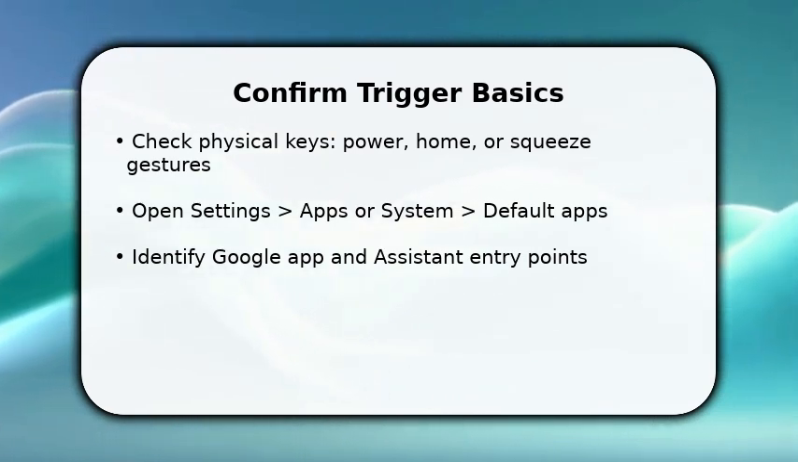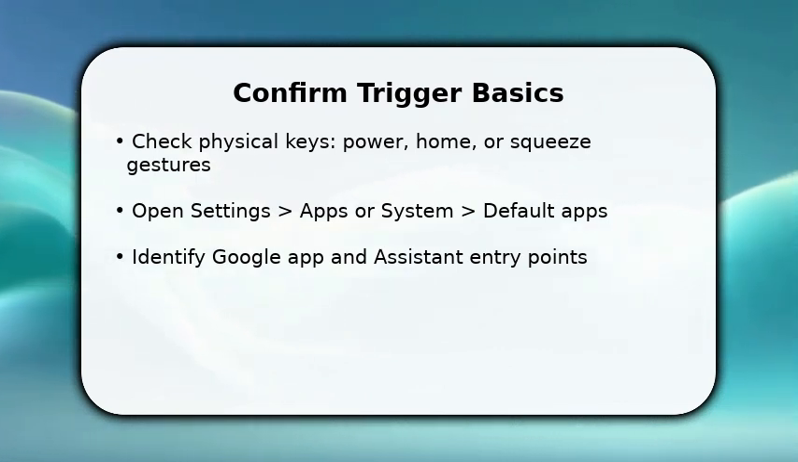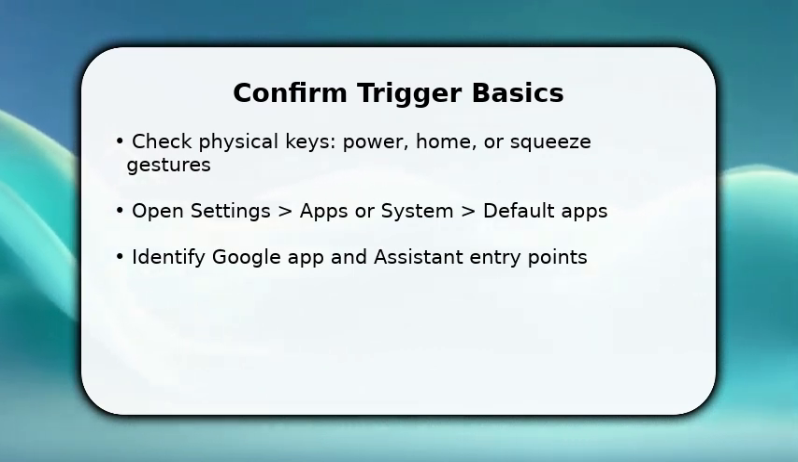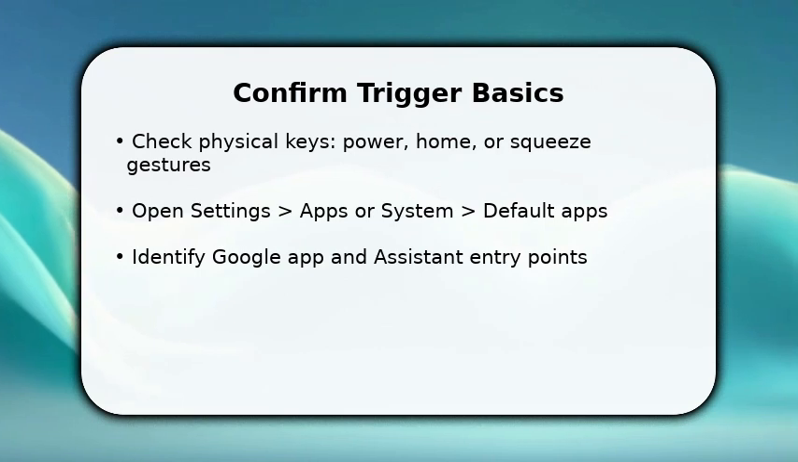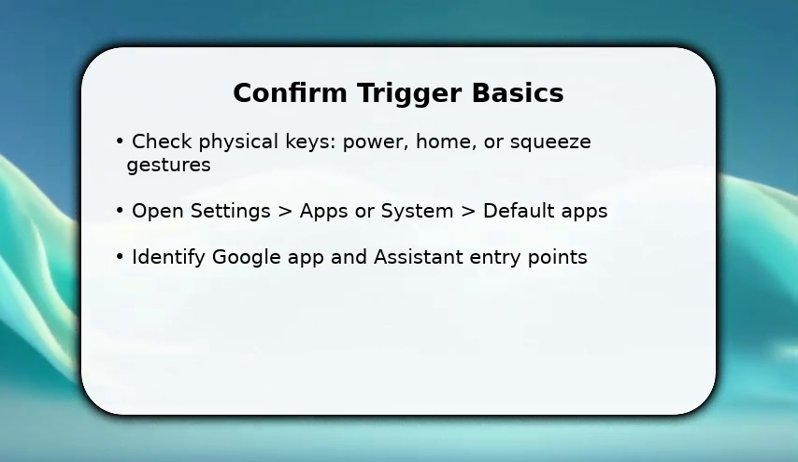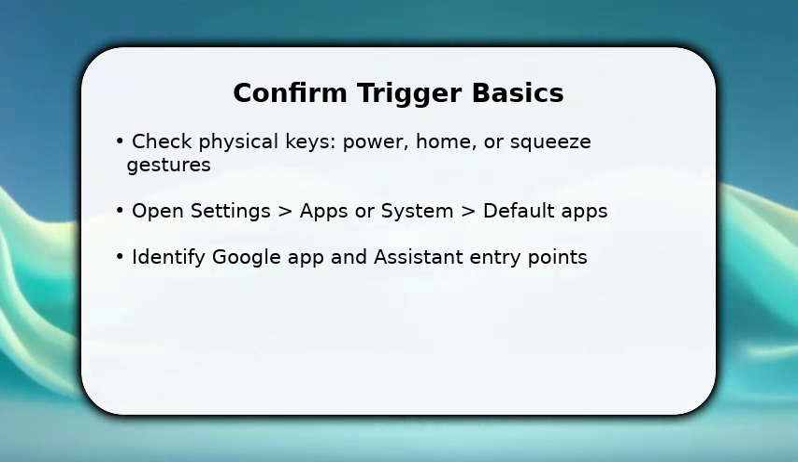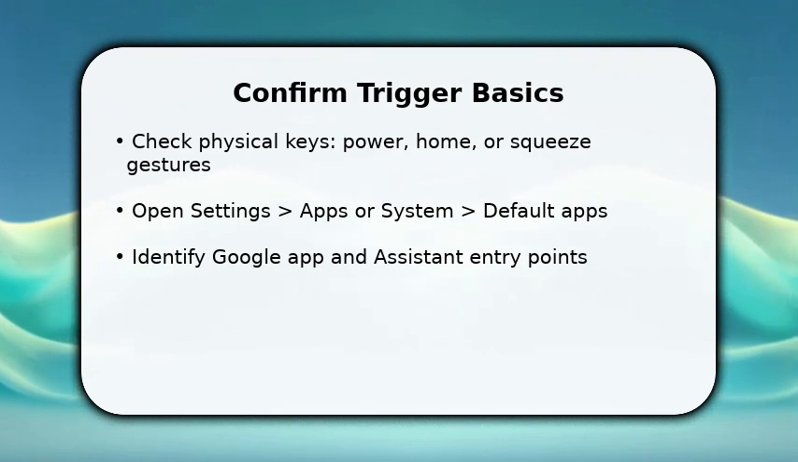Check Physical Triggers next, Power Button, Home Key, or Squeeze gestures, because those are common culprits. Once done, note which trigger is active so you can target it. This avoids toggling unrelated permissions and saves time when you move to disabling or reassigning the trigger later.